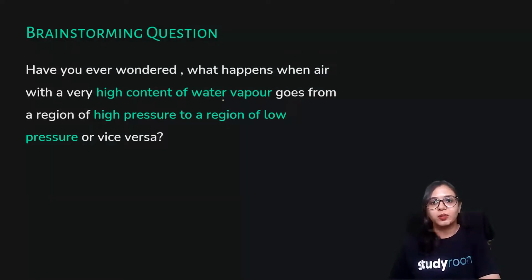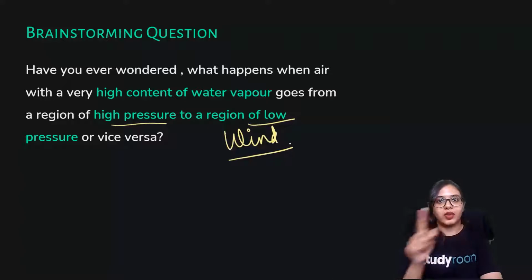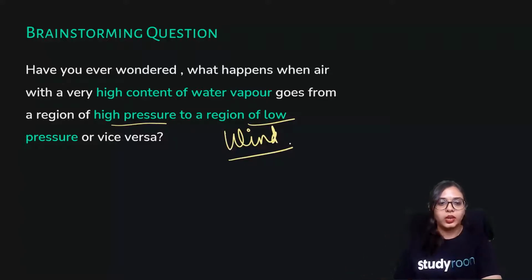Have you ever wondered what happens when air with a very high content of water vapor goes from a region of high pressure to a region of low pressure, or vice versa? So we know that when air travels from high pressure to low pressure, then wind is occurring, or wind is flowing. The movement of air from high pressure to low pressure is determined by the flow of winds.